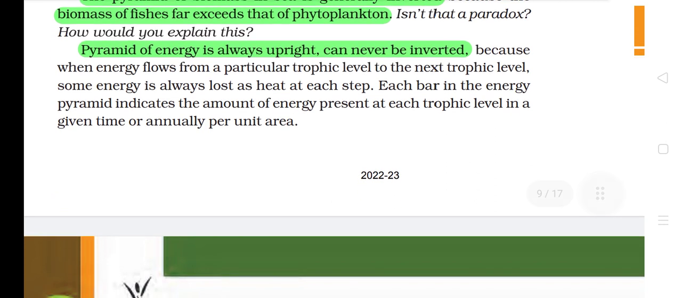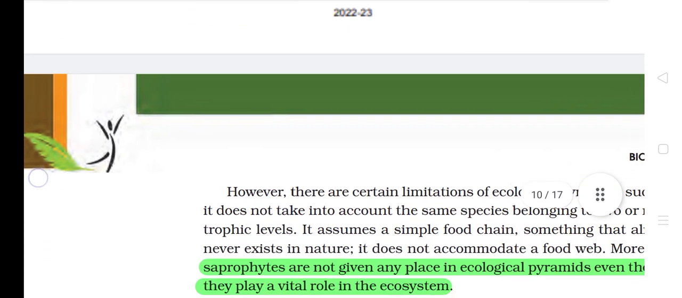Pyramid of energy is always upright, can never be inverted, because when energy flows from a particular trophic level to the next trophic level, some energy is always lost as heat at each step. Each bar in the energy pyramid indicates the amount of energy present at each trophic level in a given time or annually per unit area.